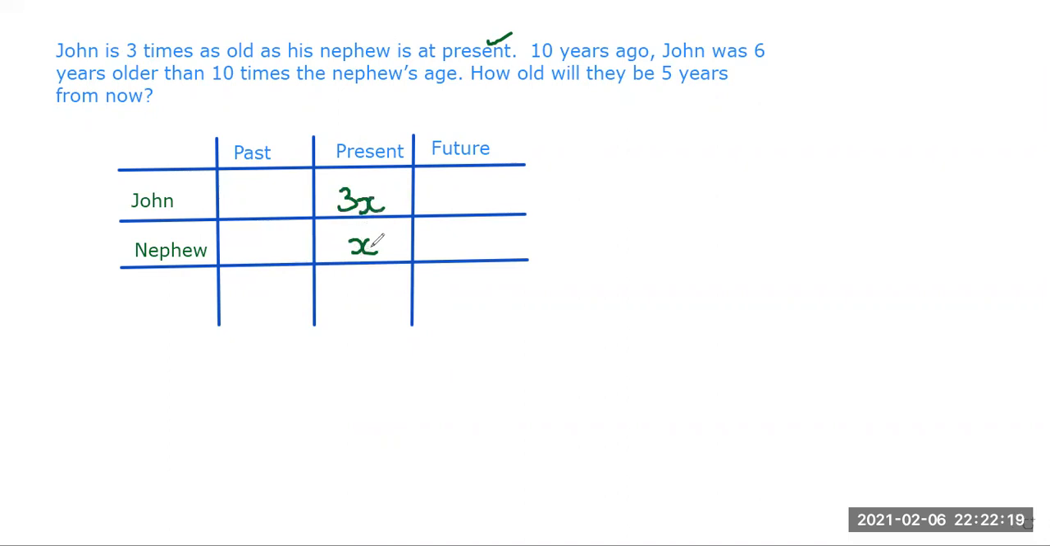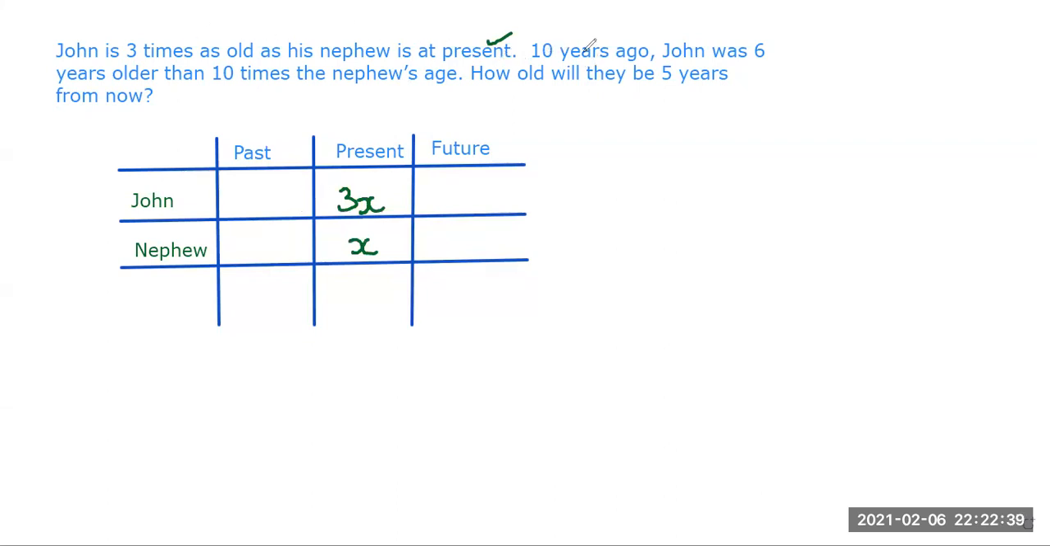So let's take a number for the nephew. Let's say the nephew is 10 years old. Then John is 3 times 10, which would be 30 years old. Of course, you can use any number there to understand why I put 3 times X. Okay, so that finishes the first sentence.